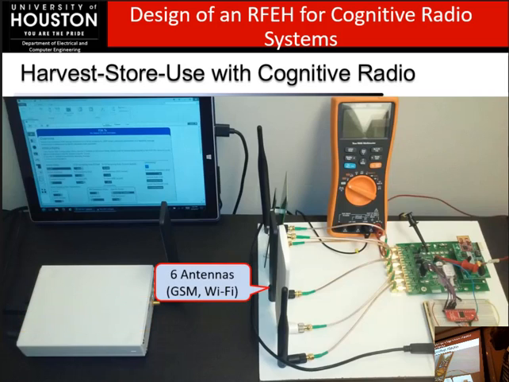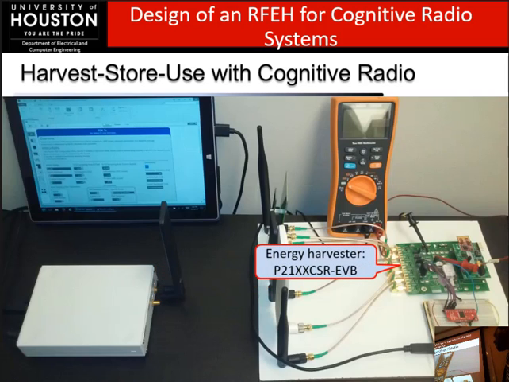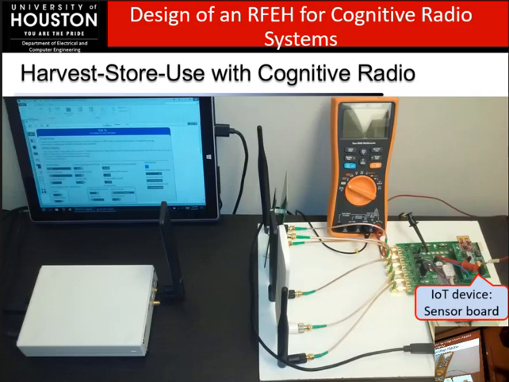Then whatever signals are transmitted can be received by any of these 6 antennas. And the signals are supplied to the PowerCast evaluation board. And the PowerCast evaluation board converts the harvested signals into a DC voltage to operate the sensor board. So this can be a sensor board or any low power device.